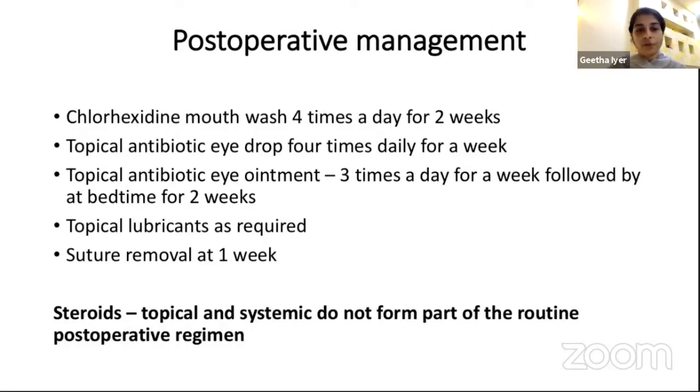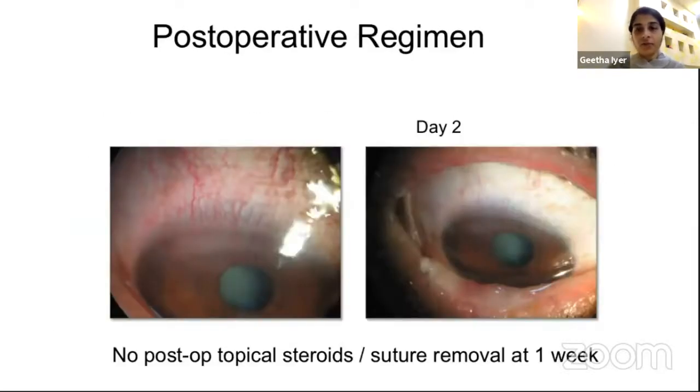Usually we prefer to remove the suture at 1 week, because when you have loosening of the sutures, the loose sutures could rub on the ocular surface and the cornea and cause an epithelial defect, which you do not want in these eyes. Steroids, usually either topical or systemic, do not form a part of the routine postoperative regimen in our experience. In fact, a couple of days following the procedure, you can see a significant abatement in the surface inflammation without the use of topical steroids, just because of the removal of the keratinized strip of the lid margin in these eyes and replacing it with a smooth oral mucosal graft.